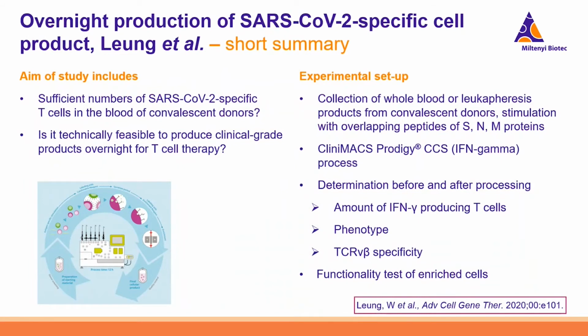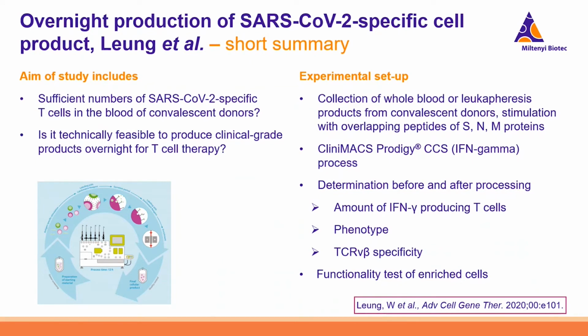The two objectives of the study by Leung and collaborators were to investigate whether sufficient numbers of SARS-CoV-2-specific T cells are present in the blood of convalescent donors. Another important point was to investigate whether it is possible to produce clinical-grade products overnight. Whole blood or leukapheresis products were collected from the convalescent donors, and buffy coats were prepared from the whole blood samples. Leukapheresis products and buffy coats were stimulated with overlapping peptides of SARS-CoV-2-specific S, N, and M proteins.